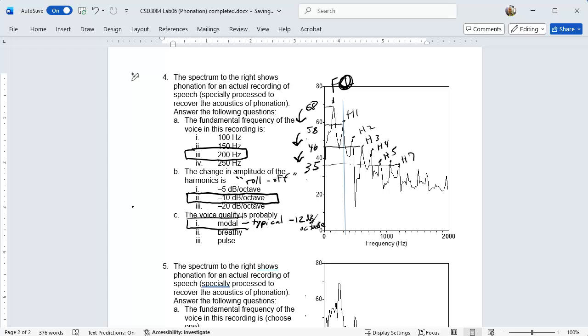We have two other options in here. One is breathy, and you might be intuitively familiar with breathy voice, a voice that's got a little more noise in it. That tends to have a steeper roll-off. The breathiness reduces the amplitude of the higher frequency components.